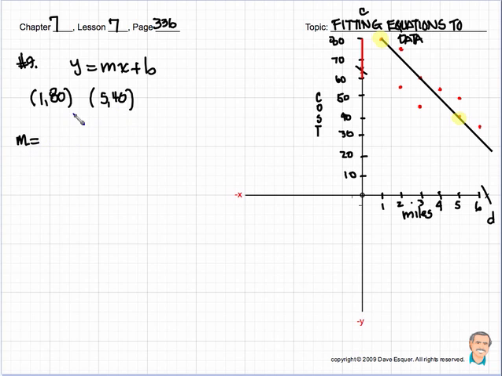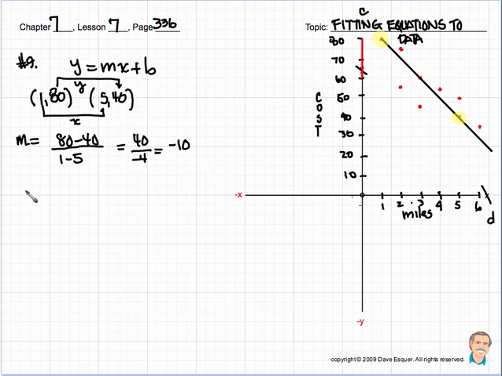So the slope is going to be the y's over the x's. So the slope is going to be 80 take away 40 on the top. Those are the y's. Let's put the x's on the bottom. And the x's is going to be 1 minus 5. So this looks like 40 over minus 4. So the slope turns out to be minus 10 over 1.